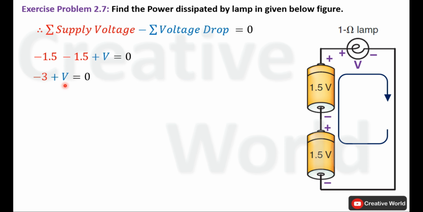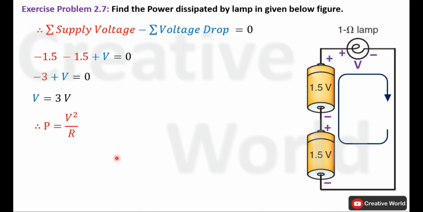Now in order to calculate the value of V, place this minus 3 on the other side of the equal sign. So the value of V is 3 volt. Now we have found the voltage across this lamp. Resistance of the lamp is already provided in the question, so we can calculate its power using the power formula, that is P equal to V square divided by R.